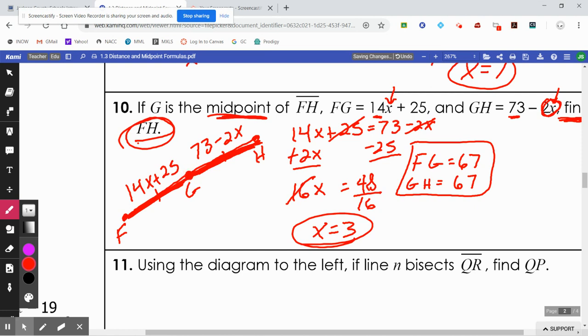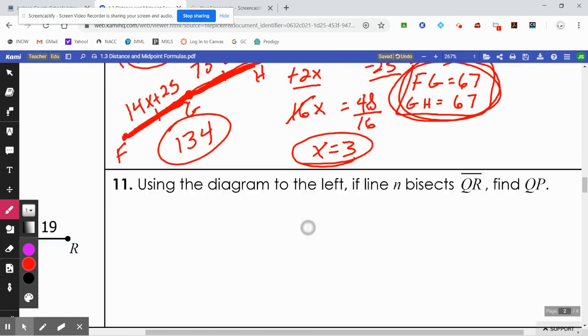So I'm asked to find FH, so now I can use these two values. If FG is 67 and GH is also 67, then the whole thing, FH, would be 134, which all I did there was add 67 and 67 together.